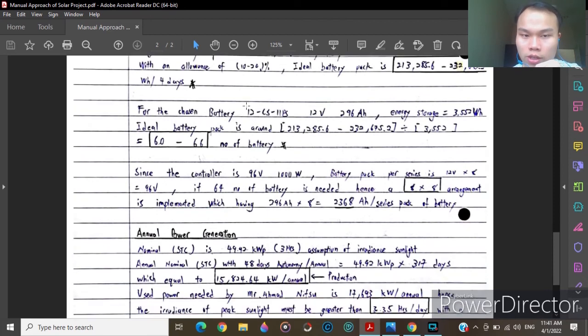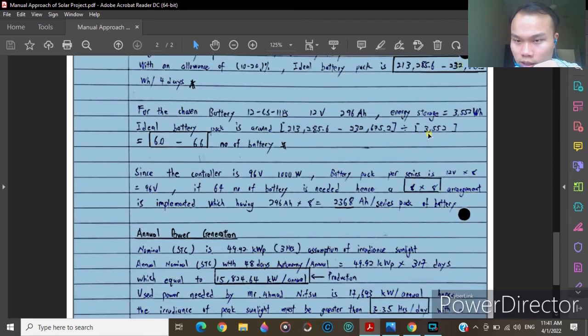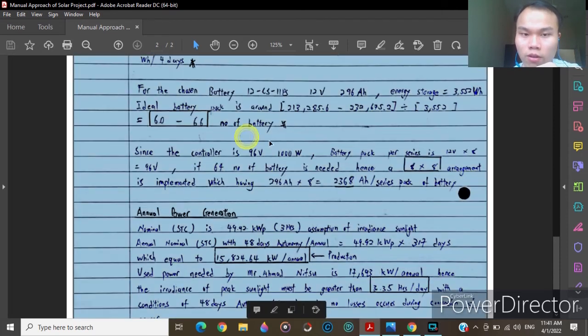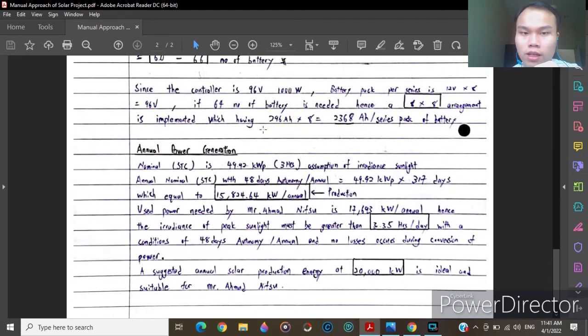So our chosen battery is a 12CF11PS, a 12V 296 Ah. The energy storage is just based on 12V times the 296, and we get this watt hour. It is a per unit calculation. So we're going to store this amount of value, 200 something. I'm going to divide this into per unit, and I'm going to get my assumption of 60 to 66 batteries needed.